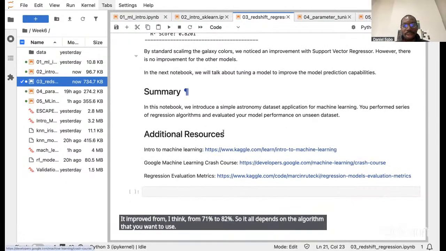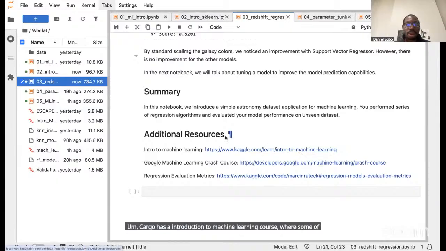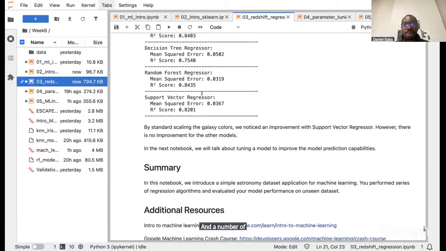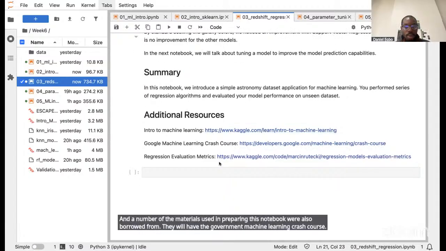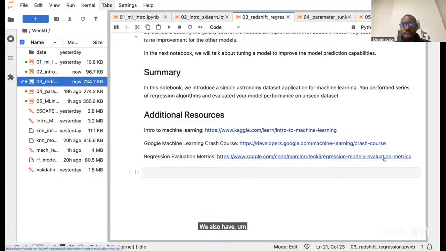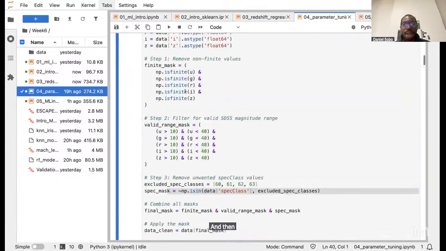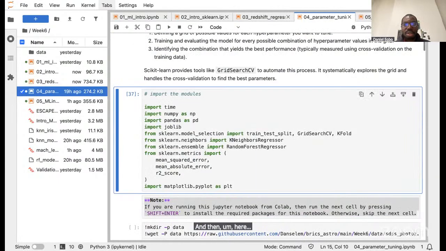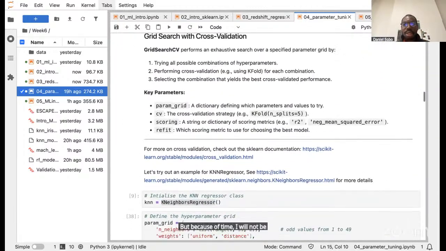So a lot of example resources have been shared here. Please go through them. Kaggle has an introduction to machine learning course where some of these things have been described. And a number of the materials used in preparing this notebook were also borrowed from there. We have the Google Machine Learning Crash Course. We also have this example notebook in Kaggle that was developed by somebody as a contribution that describes a bit of the evaluation methods. And then here is also a discussion on tuning your model. But because of time, I will not be talking about it.